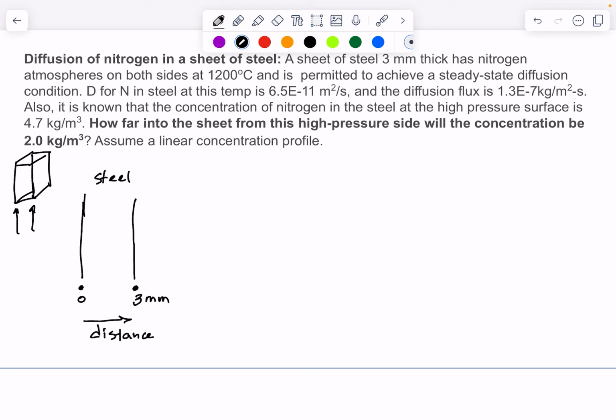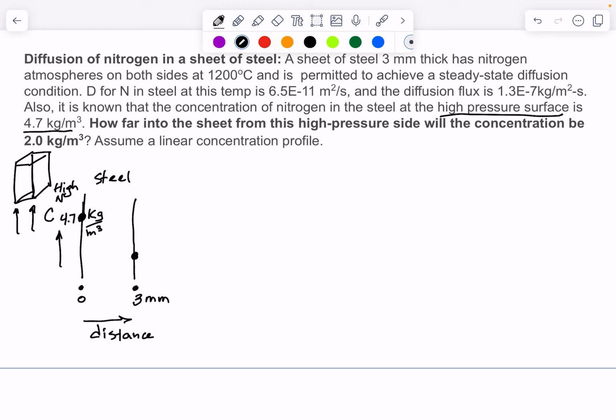And then if I record the concentration of nitrogen, we see that the concentration of nitrogen in the steel at the high pressure surface is 4.7 kilograms per meter cubed. So if I call this the high side, high nitrogen, what this problem is telling us is that at the high nitrogen side at the surface of the steel, it's 4.7 kilograms per meter cubed. So it's going to be diffusing down to some lower value over at the other side of the steel that we're not actually given.